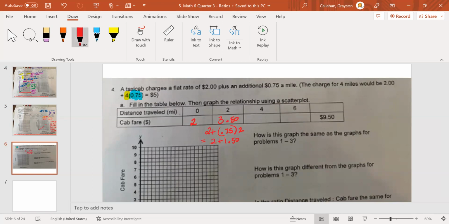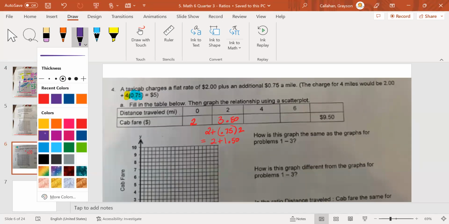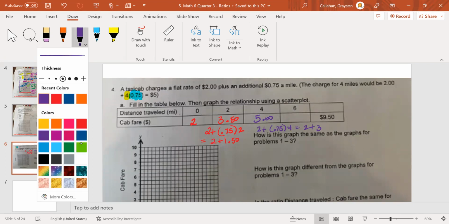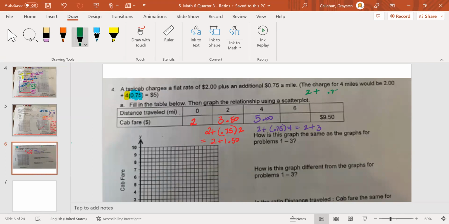You're gonna have to calculate that yourself, so I want to make sure you actually do the work for that, okay? For 4 miles, it's a flat rate of $2 and then 0.75 times 4, which technically gives you 2 plus 3, which is $5, okay? And for 6, it's gonna be $2 plus 0.75 times 6, which is $2 plus $1.50 would be $3, $4.50, which is $6.50. So how many miles will it be for $9.50?